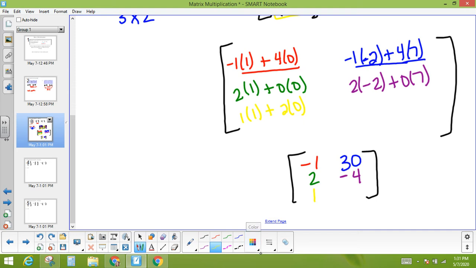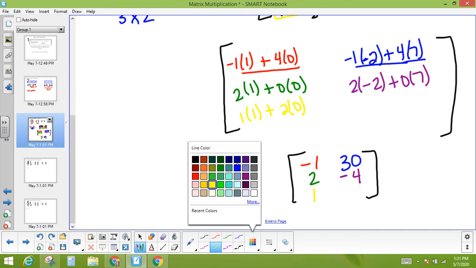Let's see if I can find another color that I haven't used. There really isn't one. We'll try this weird little brown.